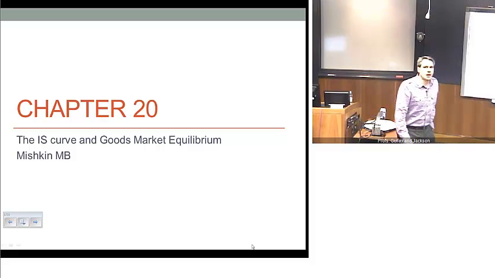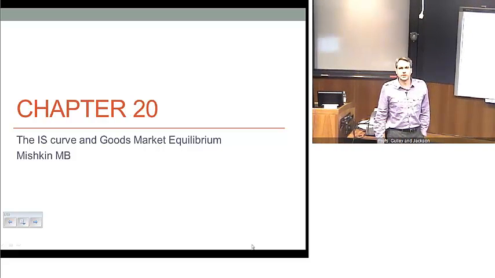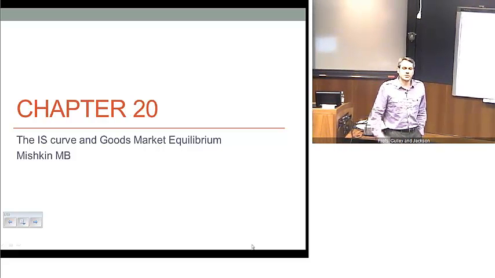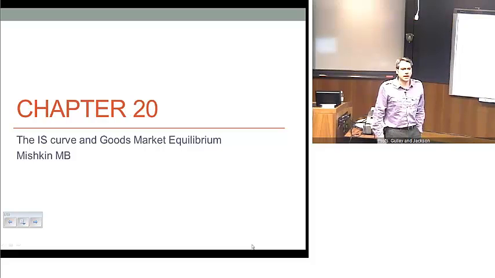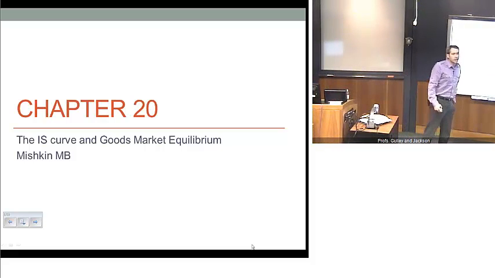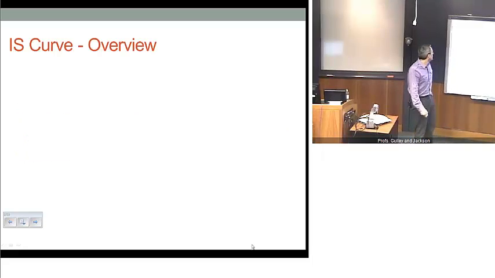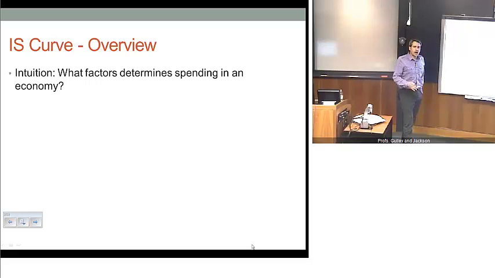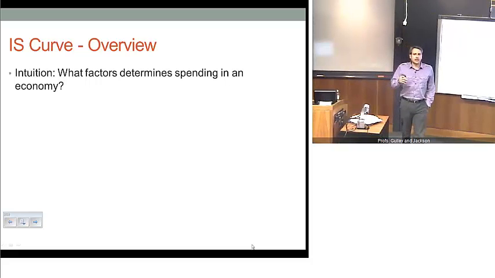Welcome. So we're going to look at Chapter 20 today, and this is the building blocks for some of the basic foundations of the macroeconomy that we're going to look at. So we're going to look at the IS curve and the associated goods market equilibrium that comes out of this particular model.